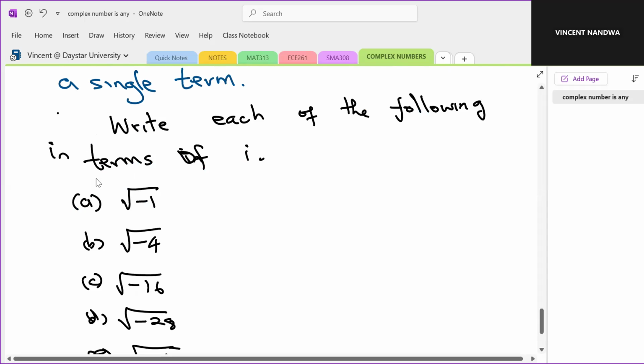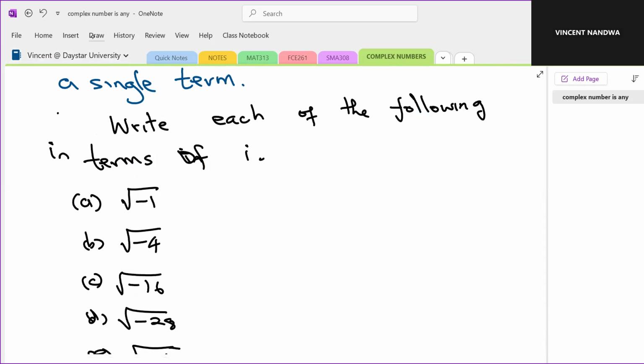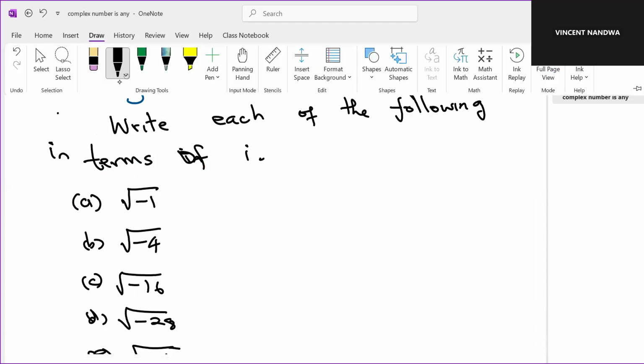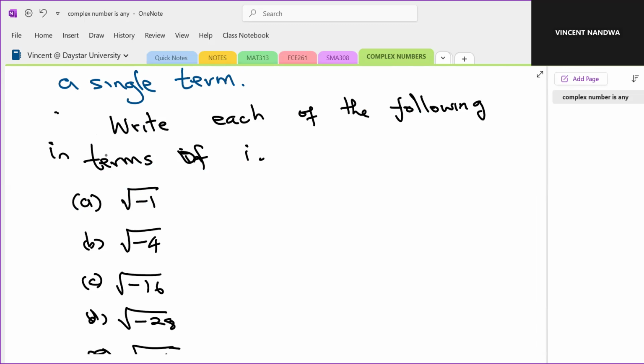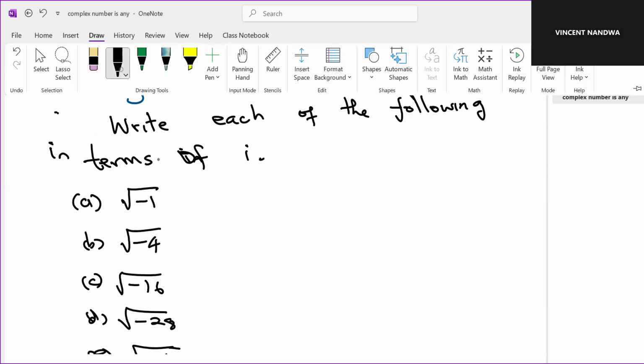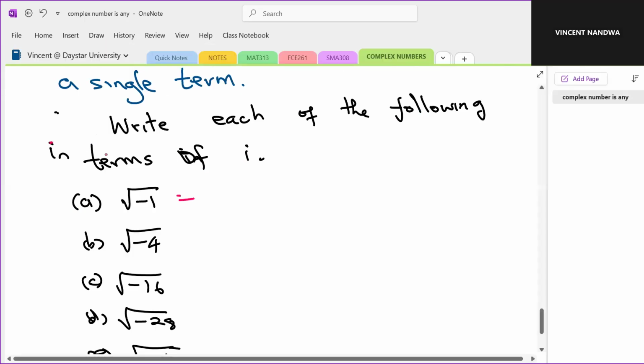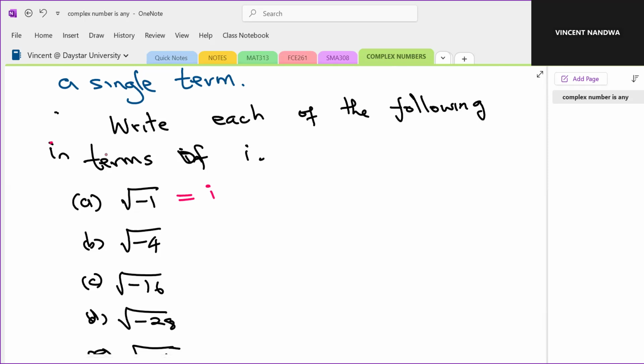So the main appreciation on how to reduce this is to write the number under the root sign as a product of two numbers, where one of them will be -1 and the other one will be a positive number. Then now define the usual square root. So the first part of the first question in this example is obvious, this is what we are saying is the definition of I. So square root of -1 is I.